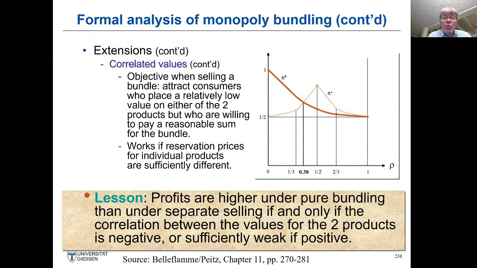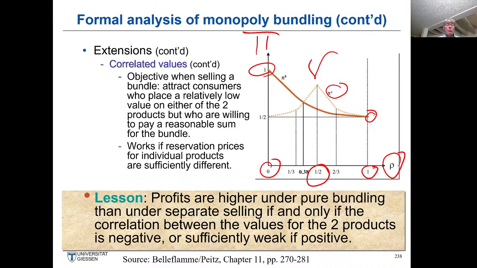This is summarized here, where we have rho, and here we have the profit you make depending on whether you bundle. This would be the bundling profit, and this would be the profit when you sell separately. And what I told you already, if you have this negative correlation, you can extract all consumer surplus and make a profit of 1 with pure bundling. With perfect positive correlation, bundling and separate selling give you the same.